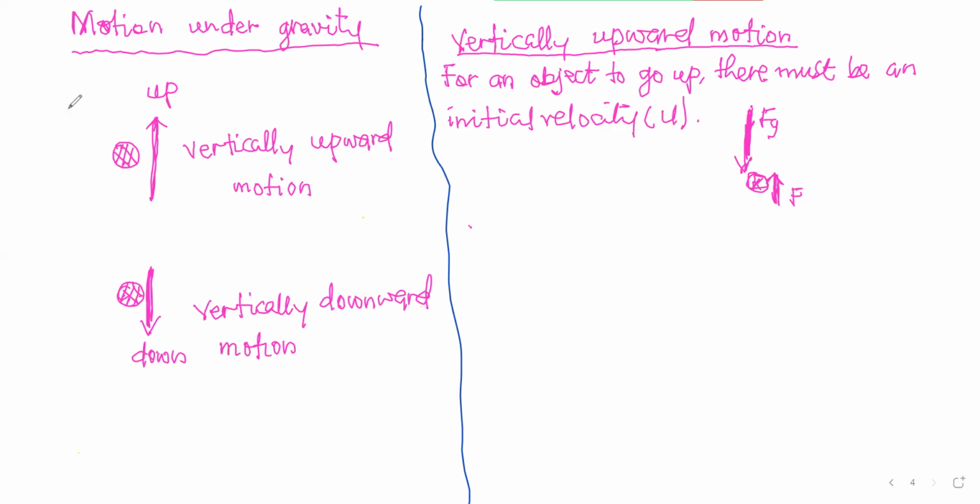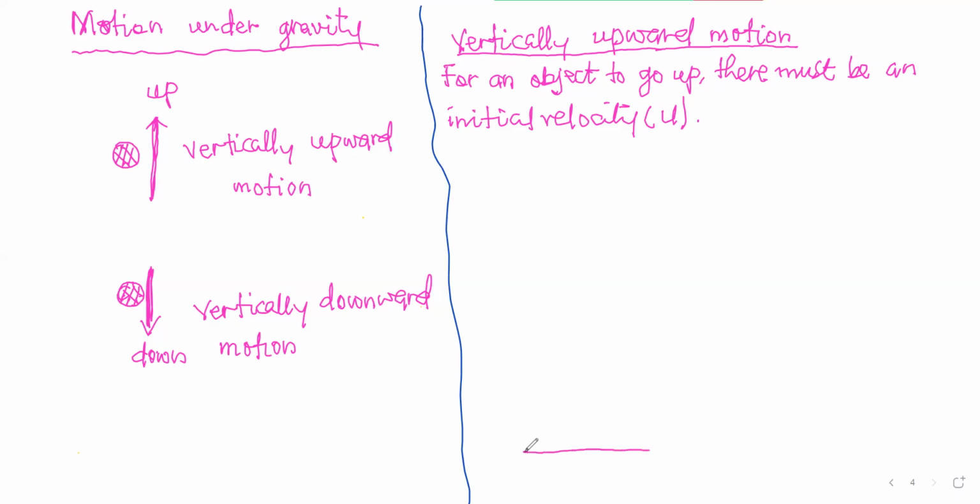Okay, so please note that when an object is given an initial velocity u, the object's velocity or speed decreases due to force of gravity, not acceleration due to gravity, but force of gravity. So it reduces the speed gradually, and finally reduces the speed to 0. When the speed is 0, the body is said to have reached its maximum height or distance.